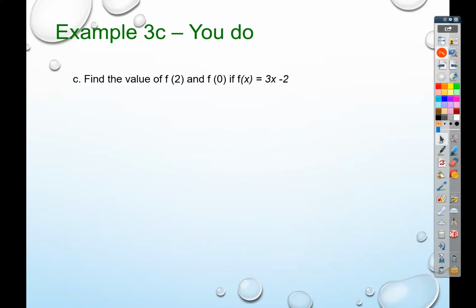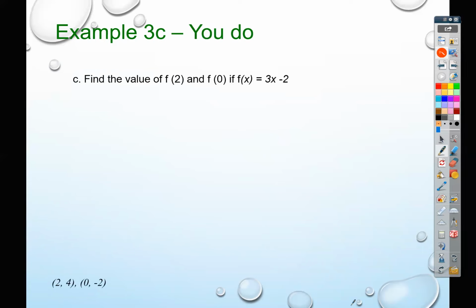All right, C, you go ahead and try this one. Pause it. And you should have gotten, okay, so if I plug in a 2 for x, I would get 4. If I plug in a 0 for x, I would get -2. So 2, 4, and 0, -2 are my answers.